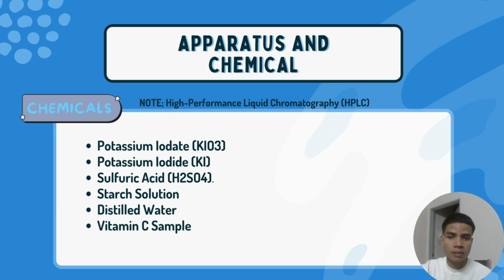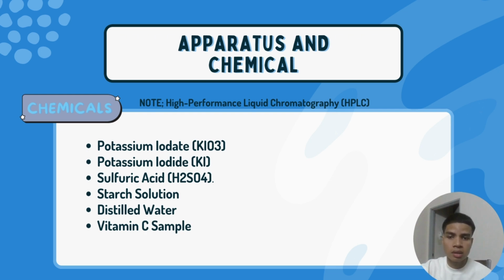The function is to react with the KIO3 to produce iodine. And the second chemical is the sulfuric acid, which is H2SO4, used to acidify the solution. The next chemical is the starch solution, which is the indicator to detect the endpoint of the titration.